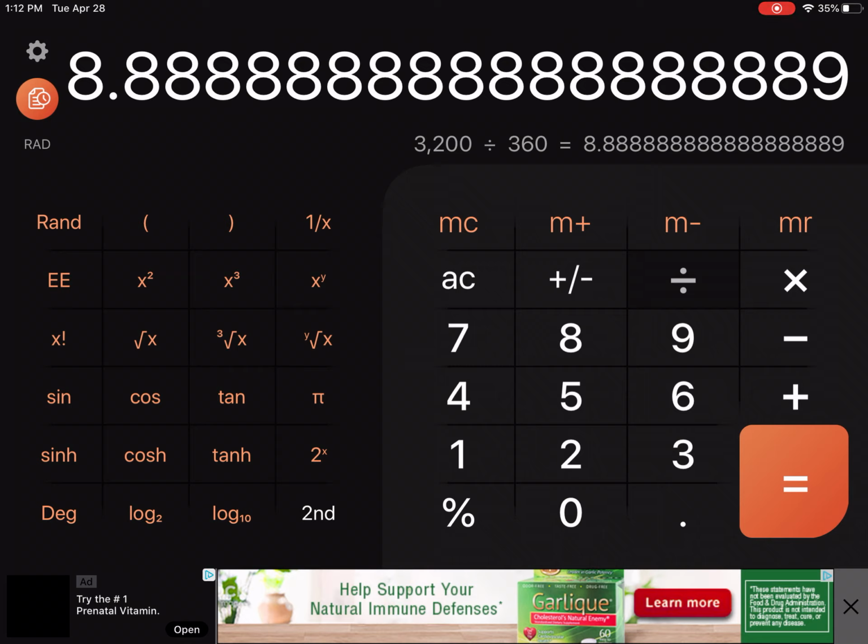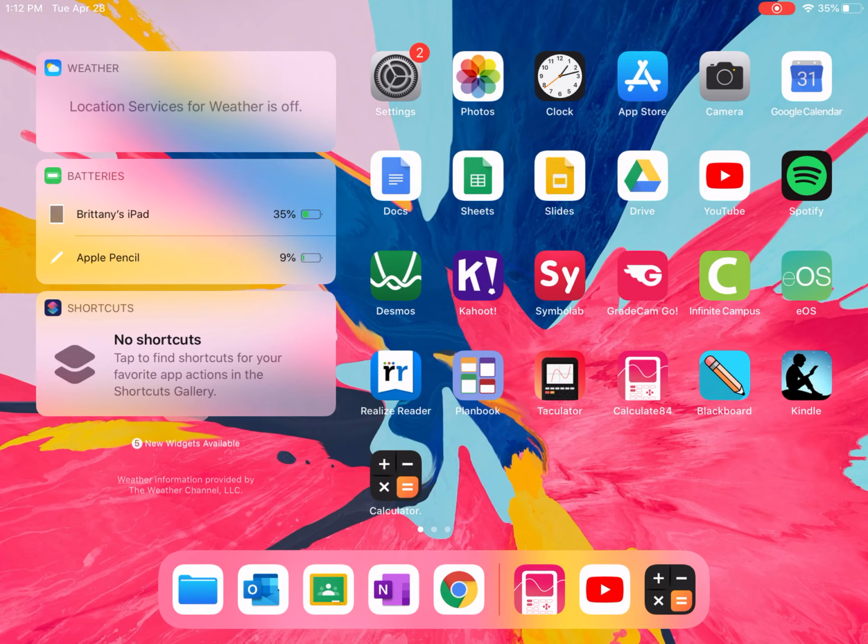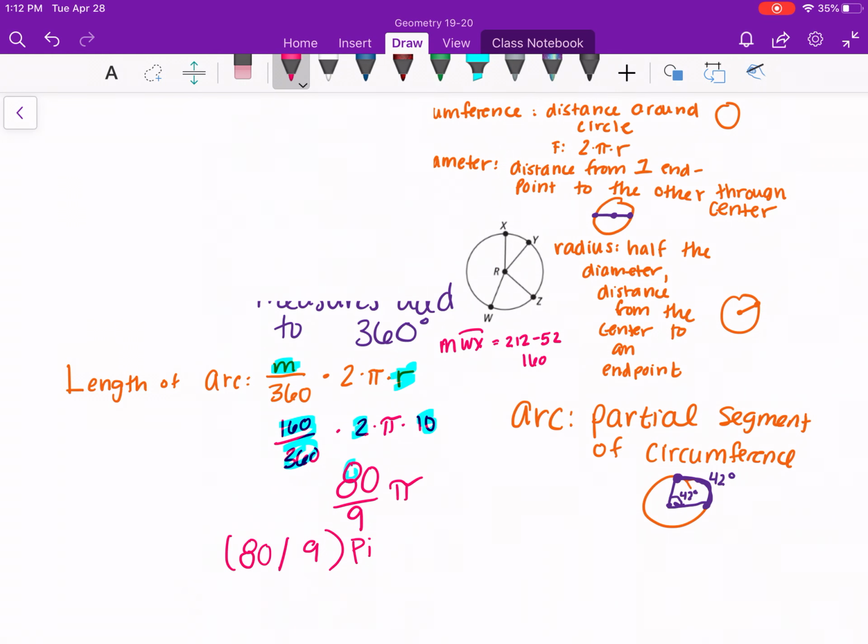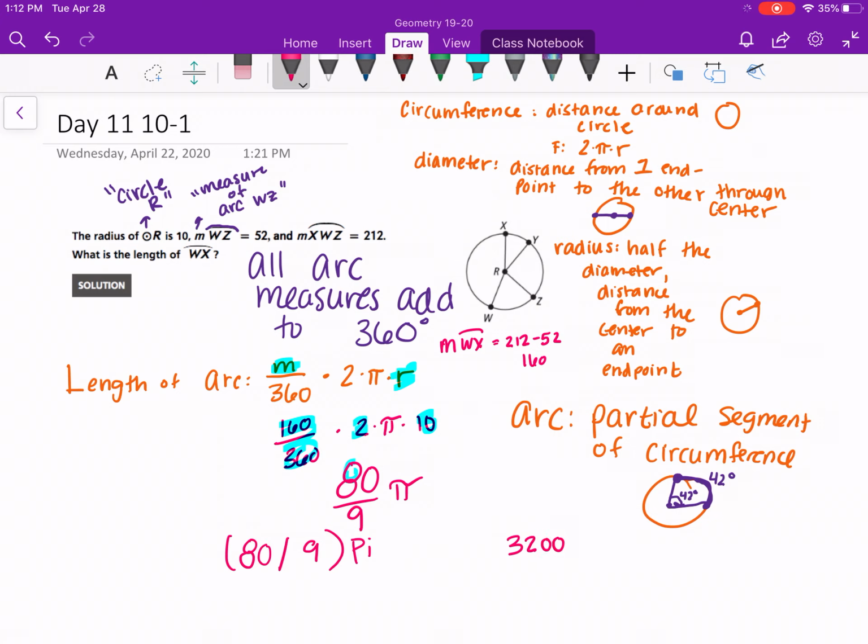Unfortunately, you can't click to reduce that when you just have the iPhone calculator, but you can simplify your fraction. So if you did it on an iPhone calculator and you had 3,200 over 360, you could just reduce that fraction. They both have 2 in common, they both have 10 in common, and then reduce it until you've got your simplest fraction. But yeah, so that is number 1.